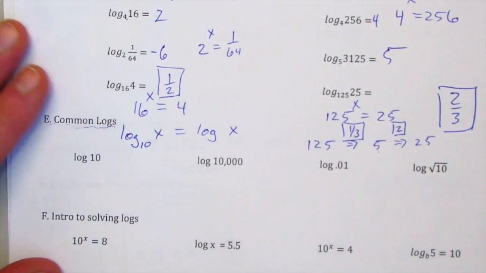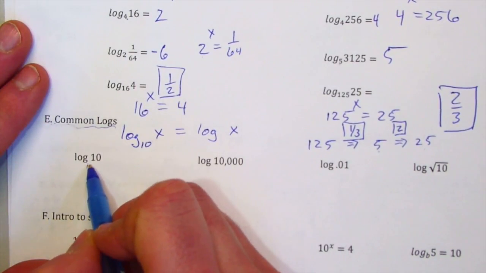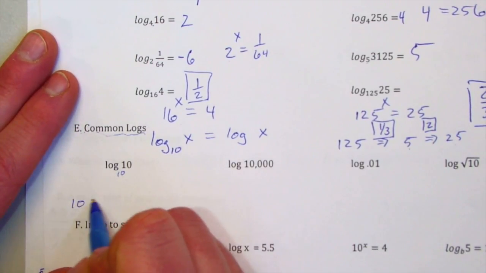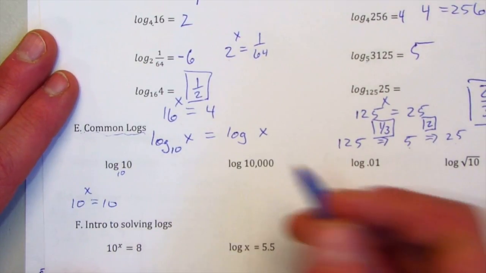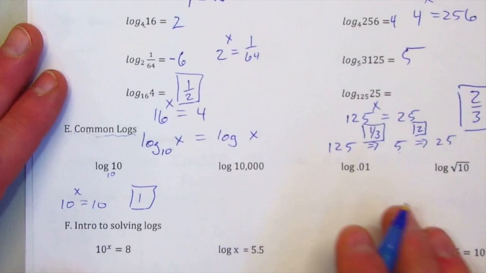So if I have log 10, I can assume there's a 10 down here. So what are they asking me? Well, it's saying start with a 10 and end with a 10. And I want to know what exponent will change a 10 to a 10. Well, hopefully it's clear, that's a 1. Got it? How about the next one?